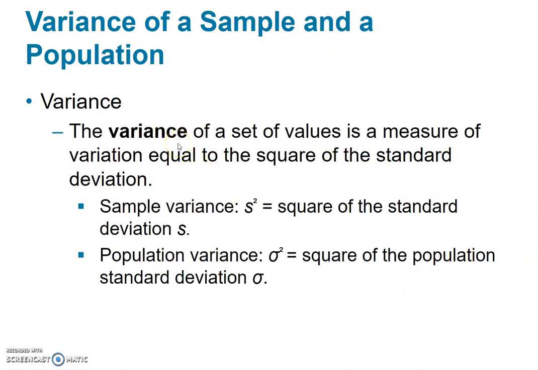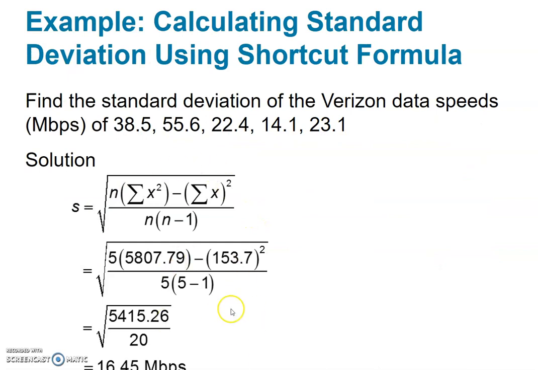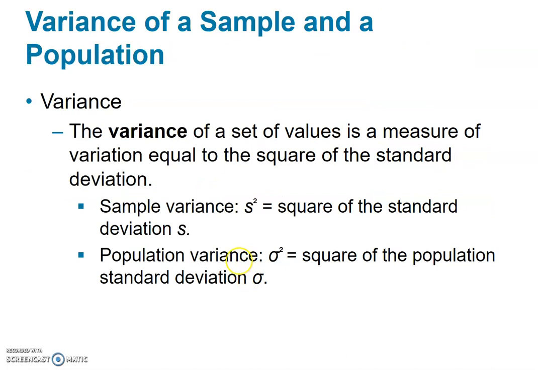So as far as the variance is concerned, the variance is just a square of the standard deviation. Whenever you have your standard deviation, which we found back here, to find the variance, all we do is we square it. So the sample variance would be S squared. Again, that's a square of the sample standard deviation. The population variance, which again we'll cover more in chapter 4, is a square of the population standard deviation. So that's how those are related.